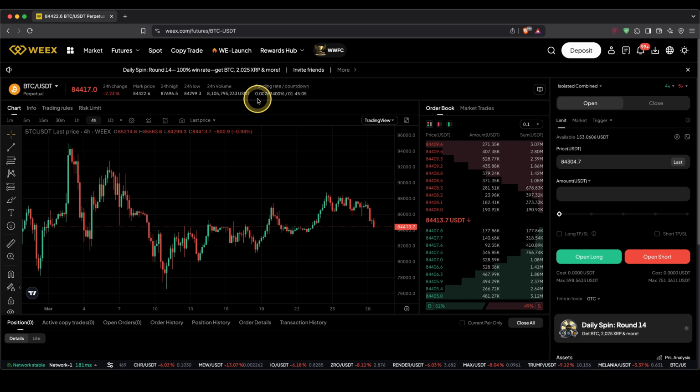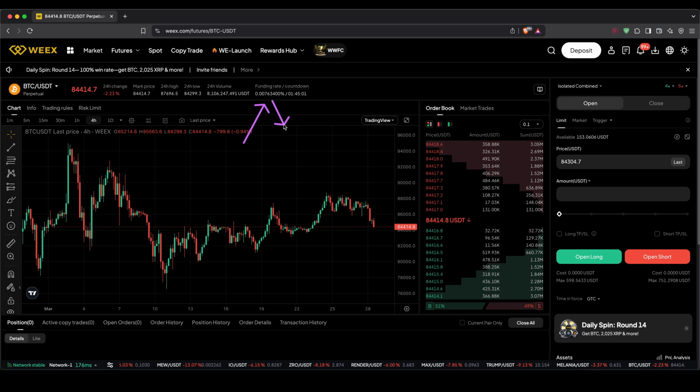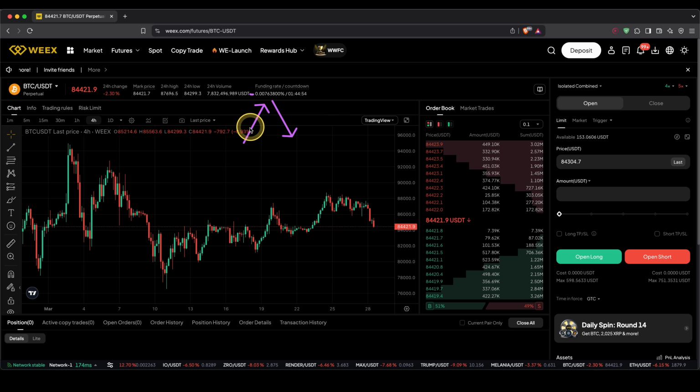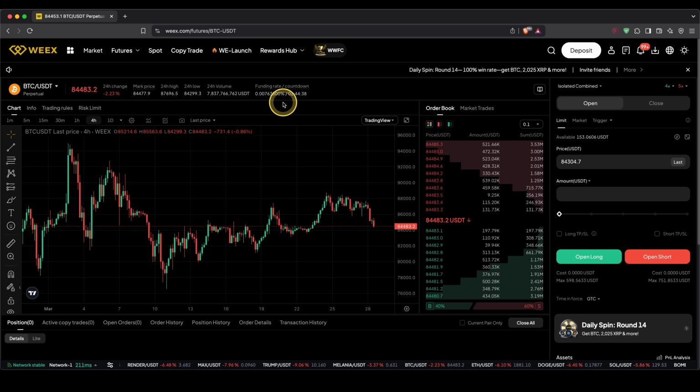If it is a positive rate, as it currently is, you would need to pay it as a long position and you would get it credited as a short position. Vice versa, if this is a negative value, then you would need to pay it as a short position and you would get it funded as a long position. Also, the rates in here are extremely low. As you can see, currently 0.007%, and they are automatically deducted or credited to your opened trade.